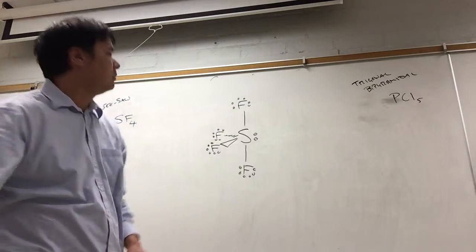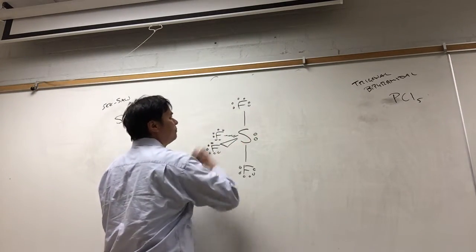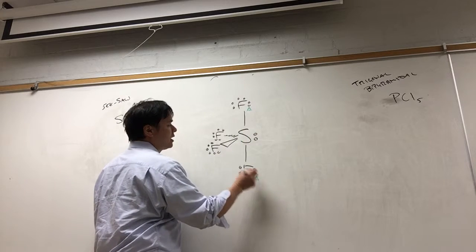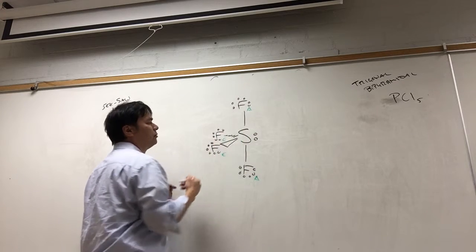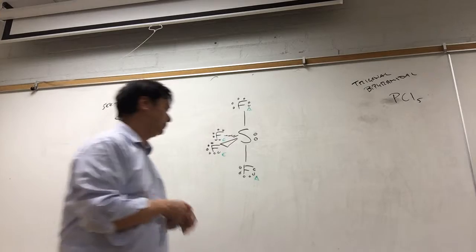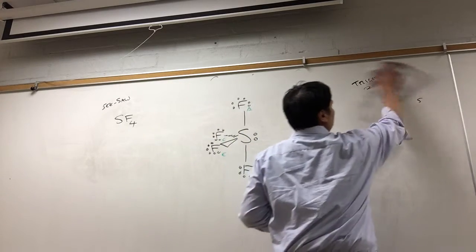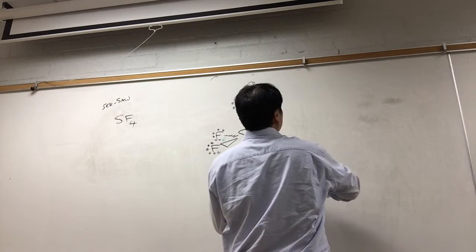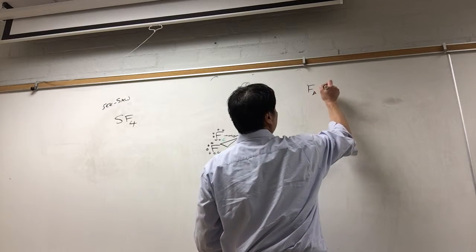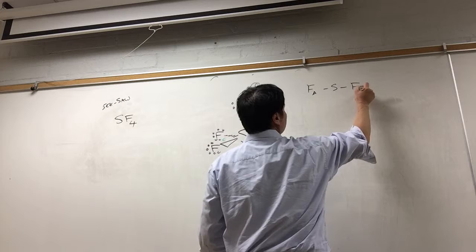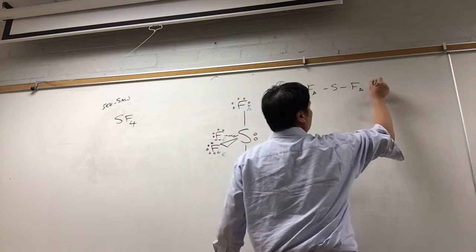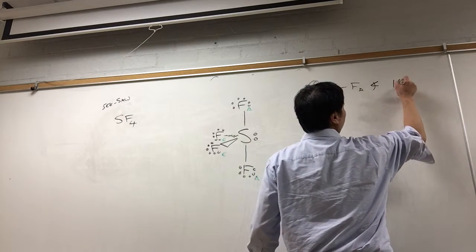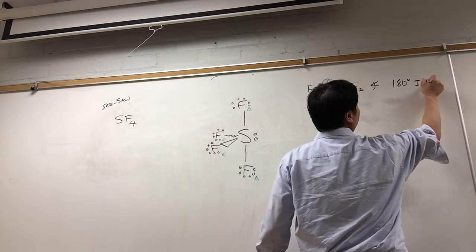And so let's label that. Well, the lone pair goes in the equatorial. This is an axial fluorine, this is axial, this is equatorial, this is an equatorial fluorine. And let's figure out the angles here. So if we go fluorine axial to fluorine axial, the axial to axial angle should be 180 degrees, ideal.